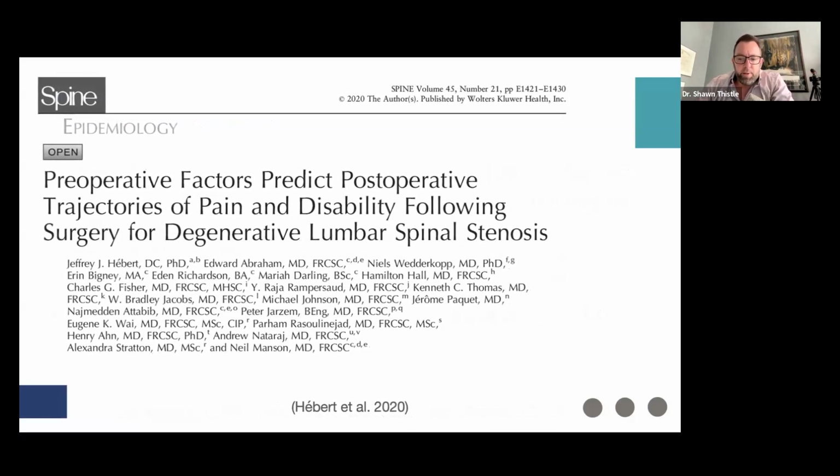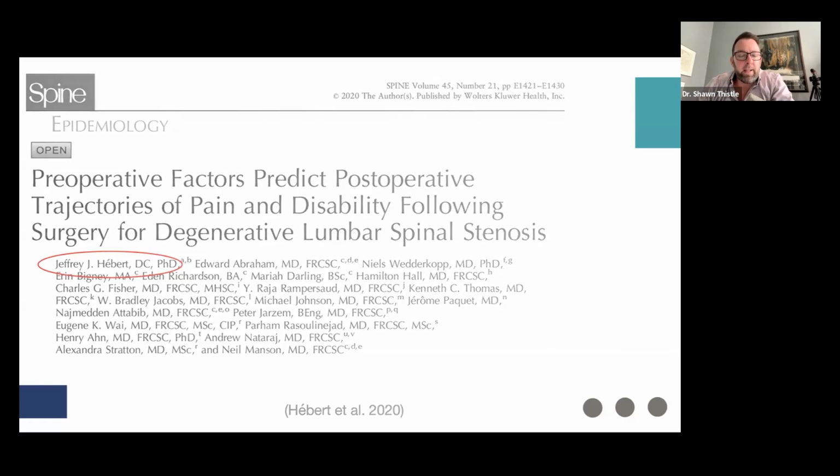Regarding surgery, we have also contributed to this area of research. I just told you that 1 out of 3 of these patients that you see will eventually at least consult with a surgeon and or have surgery. So what do we know about the preoperative factors that predict postoperative trajectories of pain and disability after surgery for this condition? I'll point you to our colleague from Eastern Canada, Dr. Jeff Hebert. He used to actually write reviews for me back in the day and has done some important work in this area with a multidisciplinary research group, published in Spine in 2020.